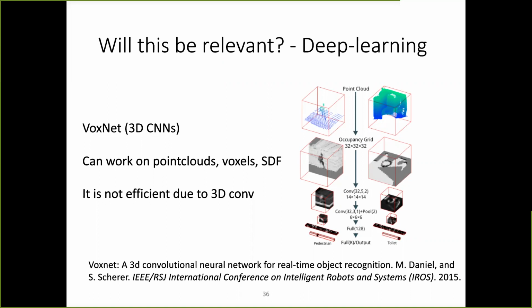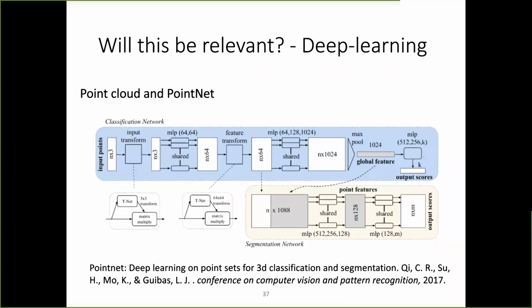But actually what's happening is that the surface representation is square while the space is 3D. So you have one more dimension that goes wasted. And so it's not very interesting to go towards this approach. That said, I think the paper on VoxNet has thousands of citations, so several thousands.